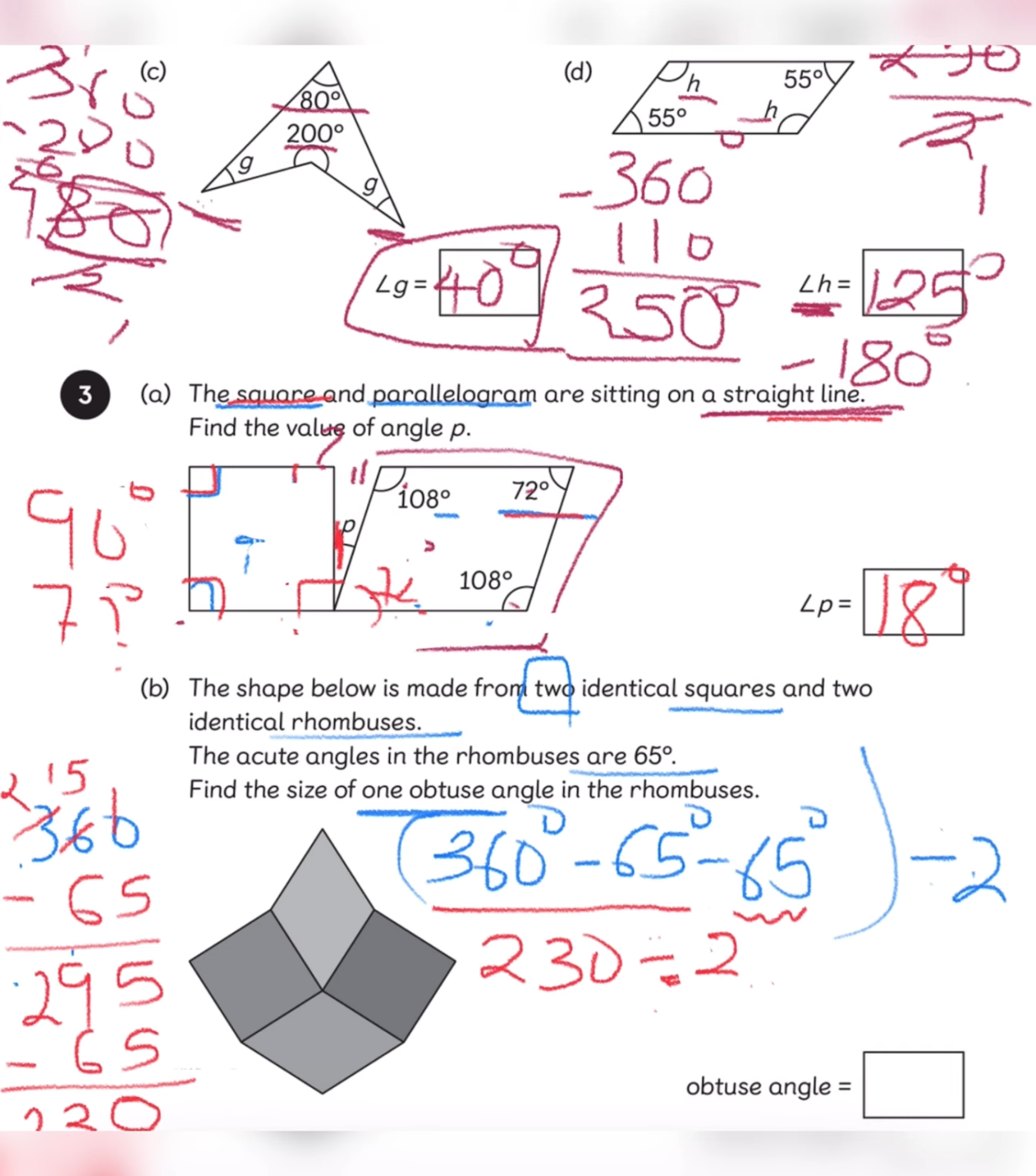I know 2 times 1 is 2, 2 times 1 is 2, 1 carry. 2 times 5 is 10. Therefore, my obtuse angle is 115 degrees. You can divide it by the long division way also. So 230: 2 times 1 is 2, 2 times 1 is 2, 1 carry, so 2 times 5 is 10. Therefore, I get my value as 115 degrees.